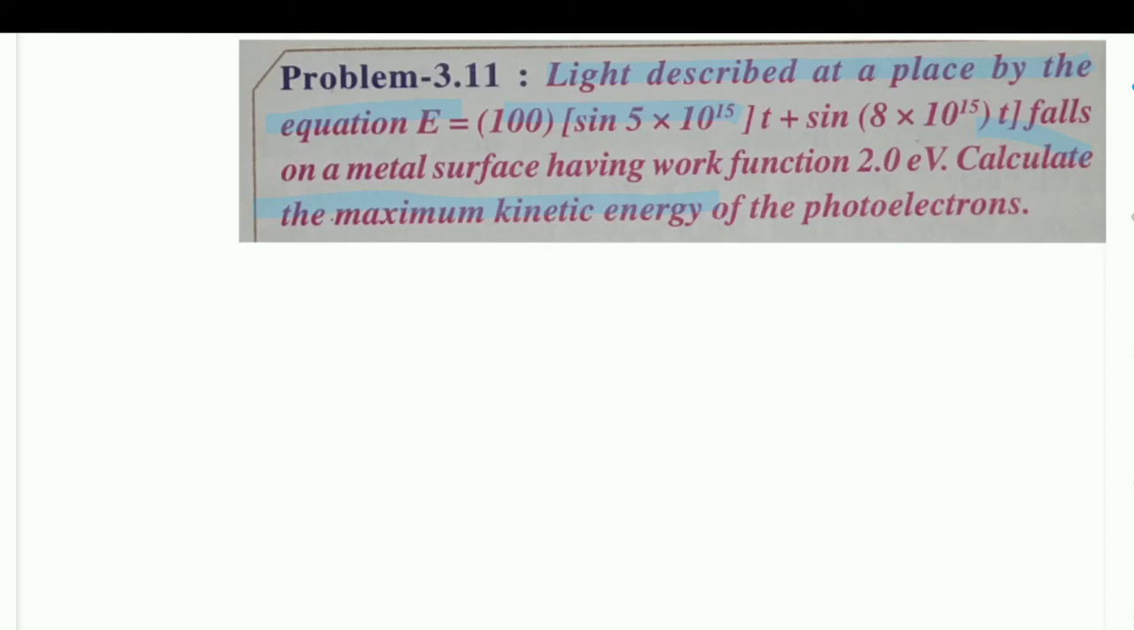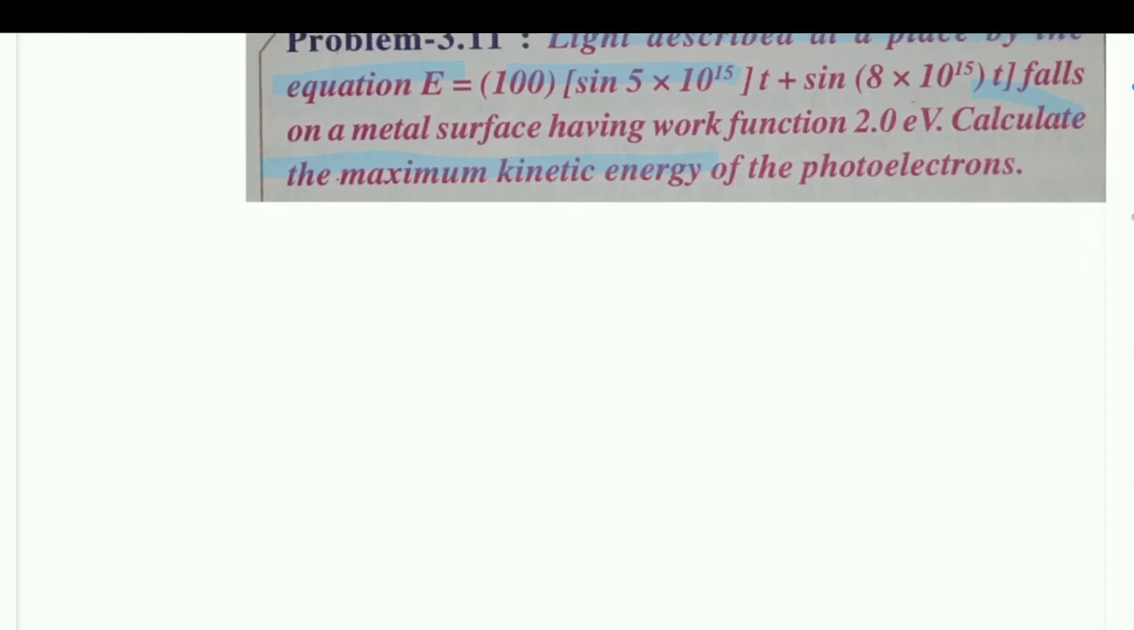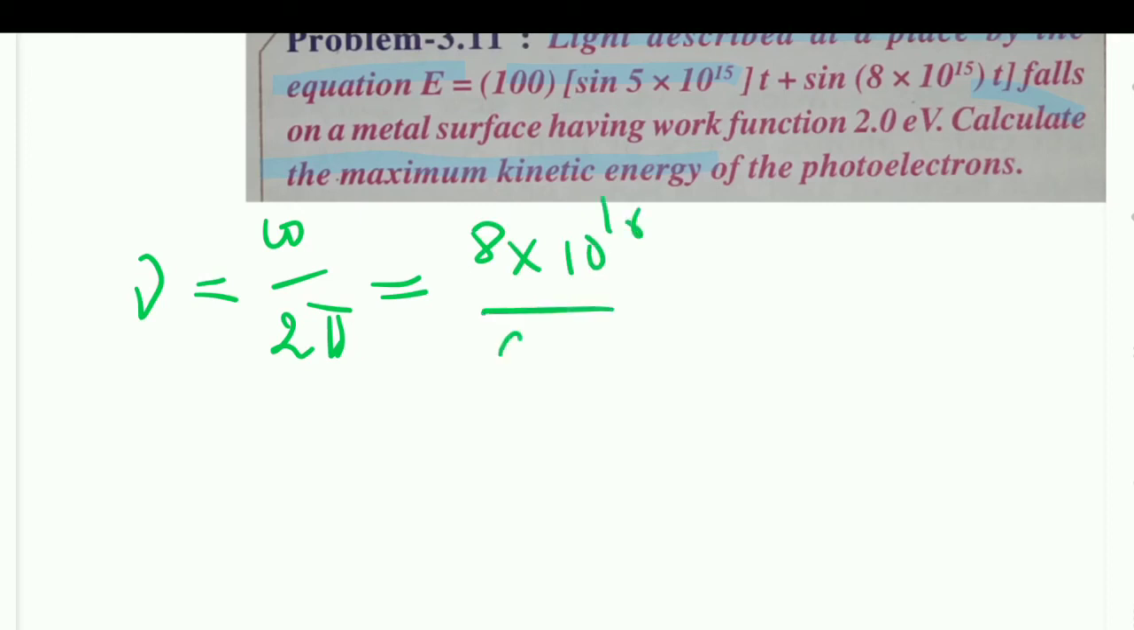kinetic energy of the photoelectron. So the light contains two different frequencies, of which the larger frequency will cause photoelectrons with larger kinetic energy. The larger frequency is equal to omega by 2 pi. So 8 into 10 to the power of 15 by 2 pi.